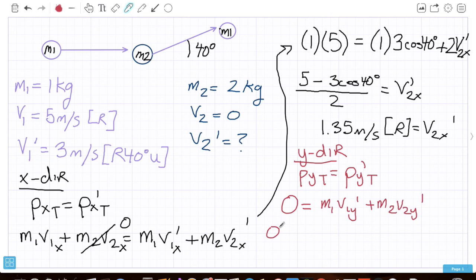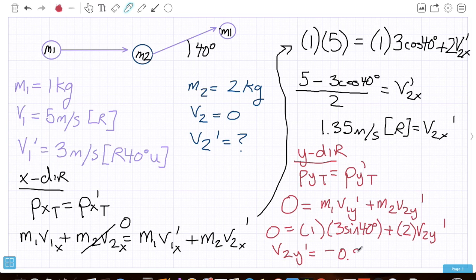So we know that m1 is 1. We know that v1y, if we look at this diagram here, is opposite to this angle. So the component of this velocity would be 3 sine 40 plus 2 v2y. And if we solve this algebraically, we get negative 0.96 meters per second up.